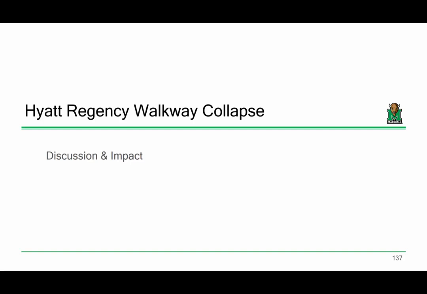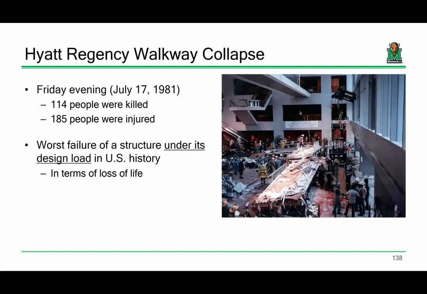This was a structural failure that happened in the early 80s. This took place in a hotel. It was the Hyatt Regency Hotel. And to give you kind of an idea of the severity of this event, this is the worst failure of a structure under its design load in the history of the United States. There were over 100 people that died this day, and close to double that were injured.